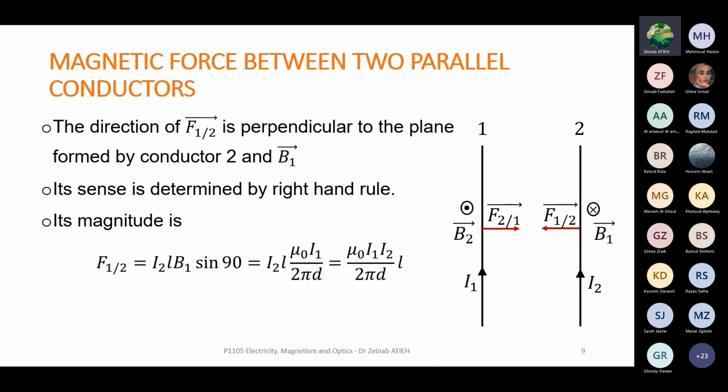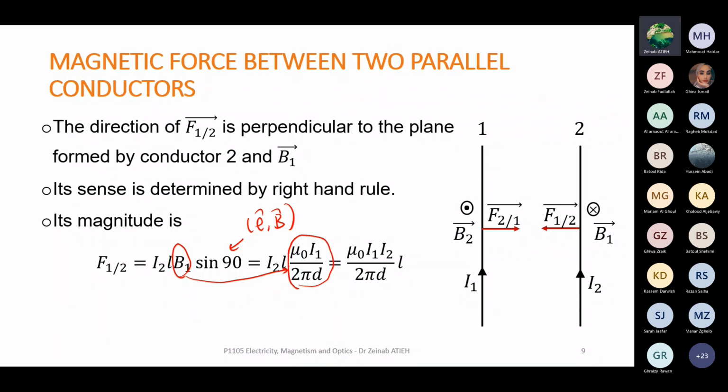Similarly, the direction of F1 on 2 is perpendicular to the plane formed by L and B1. I won't repeat this information, you all know it. It is determined by the right-hand rule, and its magnitude is equal to I2 L B1 sine 90, where 90 is the angle between L, the rod, and B, the magnetic field. B1 is simply mu0 I1 over 2 pi d, the magnetic field coming from wire 1. Multiplying, you will get mu0 I1 I2 L over 2 pi d.